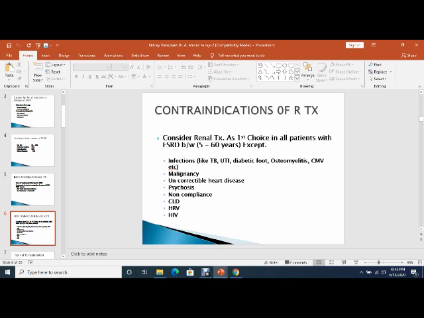Malignancy, uncorrectable ischemic heart disease, psychosis, or a patient who is non-compliant or non-willing, chronic liver disease, patients suffering from hepatitis B virus and HIV. So first treat the hepatitis B, then you can do the renal transplant.